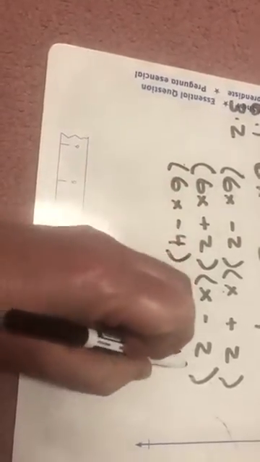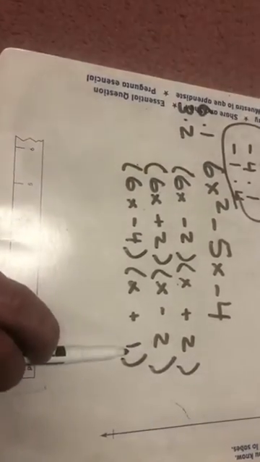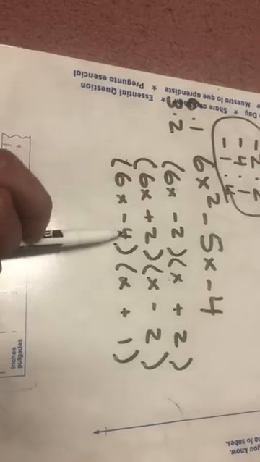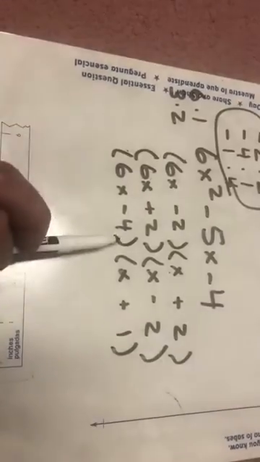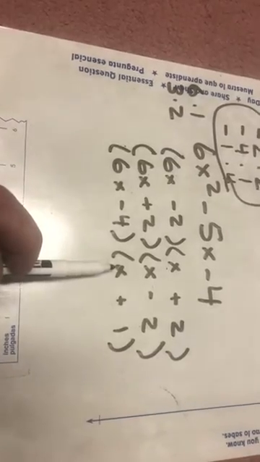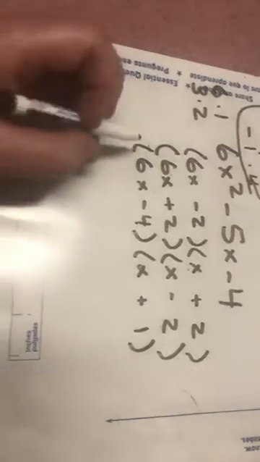6x minus 4, x plus 1. Well, let's see what happens. 6x times 1 is a positive 6x. A negative 4 times x is a negative 4. Positive 6 and negative 4 combine to be positive 2. I need a negative 5. Let's switch the numbers.